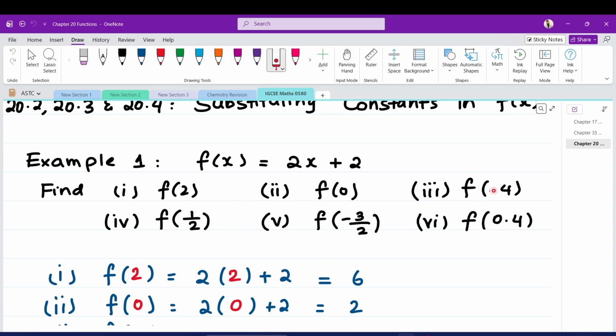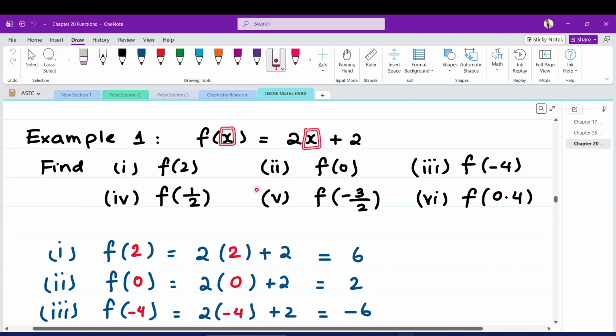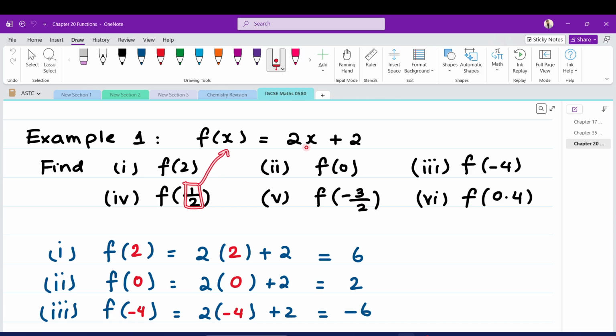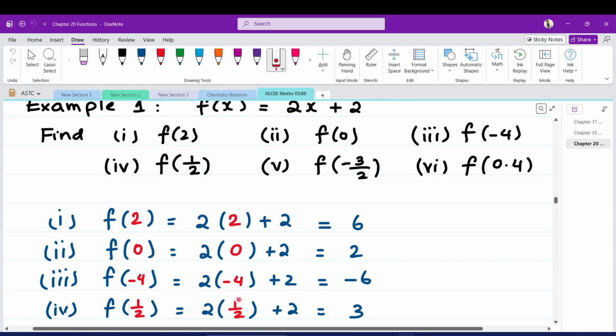Number 3, f of minus 4. Now here you have to plug in the value of minus 4. So we're going to write minus 4 over here, and minus 4 over here in both of these. Now 2 times minus 4 would be minus 8, plus 2, which is minus 6. After that, f of half. Now this half would be written over here as well as over here. So we can see 2 multiplied by half, the 2 and 2 will cancel out. You'll be left with just 1. 1 plus 2 is equal to 3.